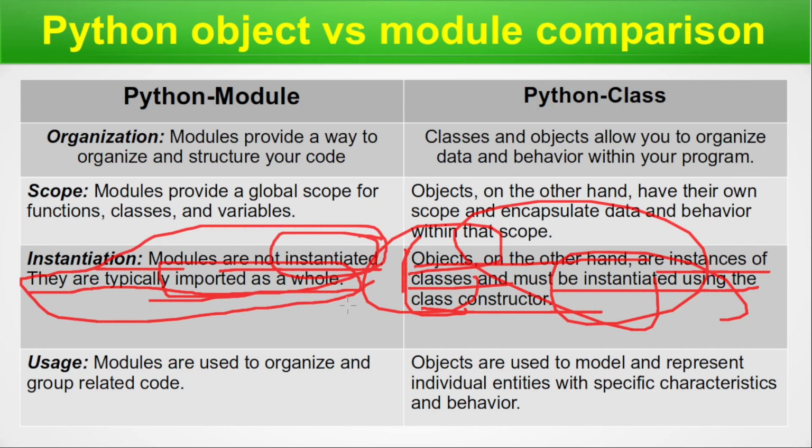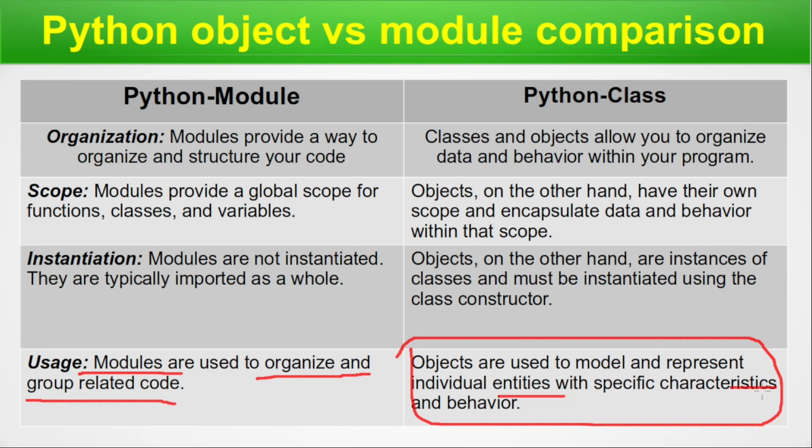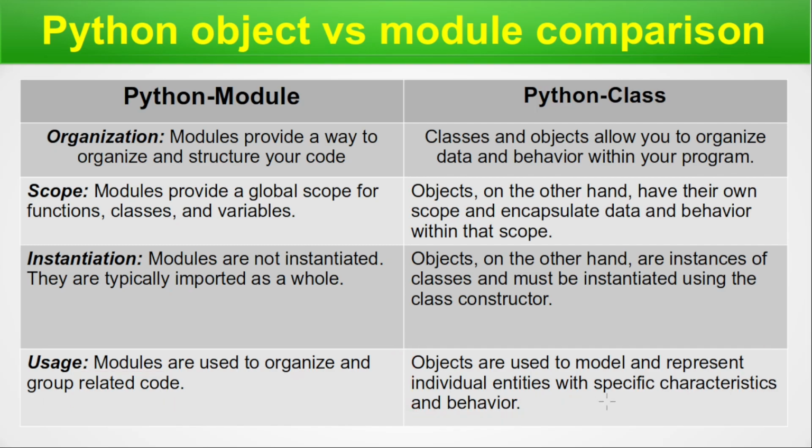A module could be procedure-oriented code or object-oriented code, and there could be a mixture of both. Some of the methods may contain procedure-oriented code inside the object-oriented code, and it's a very complex structure compared to modules. Modules are used to organize and group related code. So modules are for code organization and code reuse, simple as that. They can even be procedure-oriented, but objects are used to model and represent individual entities with specific characteristics and behavior. So the usage of object and class is much more targeted, whereas a module is much more generic. A module is a very generic concept, and object and class is a much more specific concept.